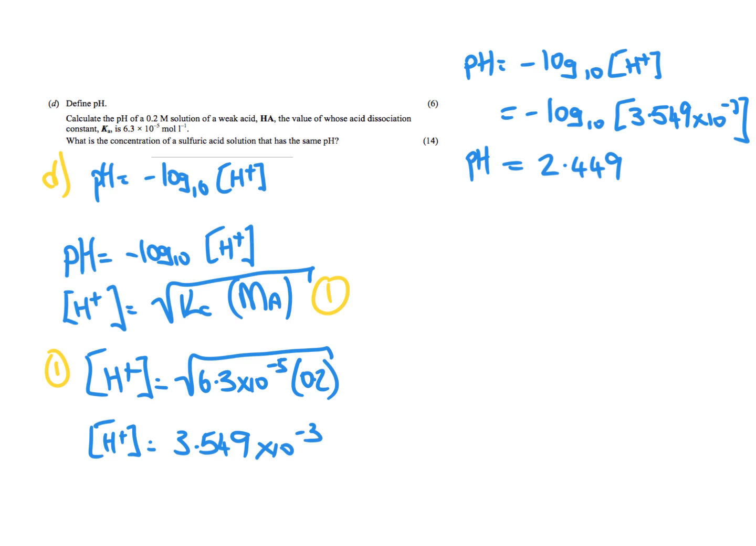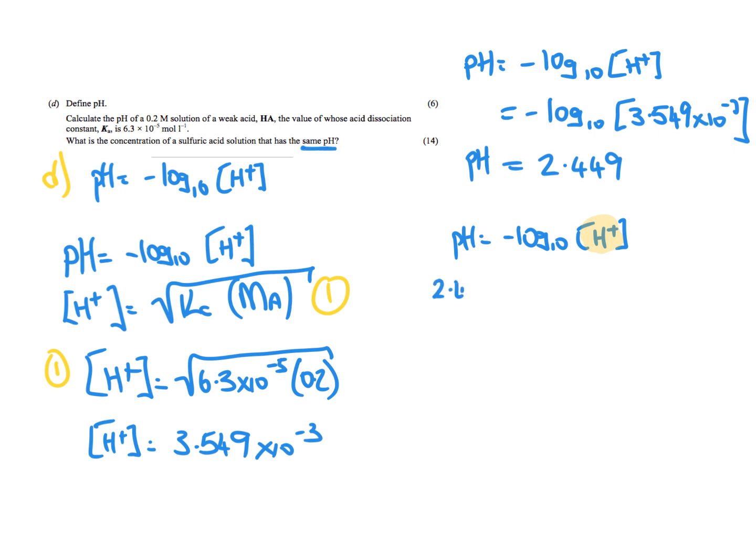Then it says, what is the concentration of sulfuric acid solution that has the same pH? So if we're looking for the concentration of the solution, we're looking for the H plus ion concentration. So we know that pH is equal to minus log to the base 10 of the H plus ion concentration. And in the second part of the question, we are looking for the H plus ion concentration.